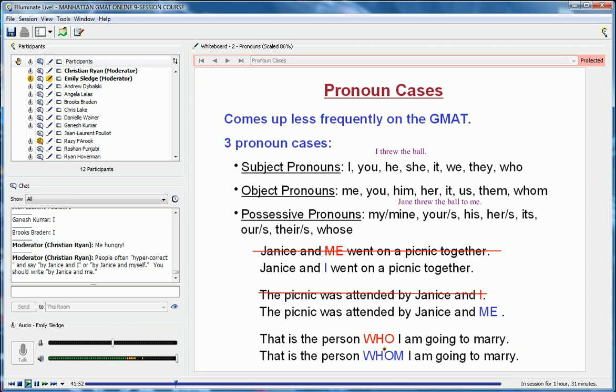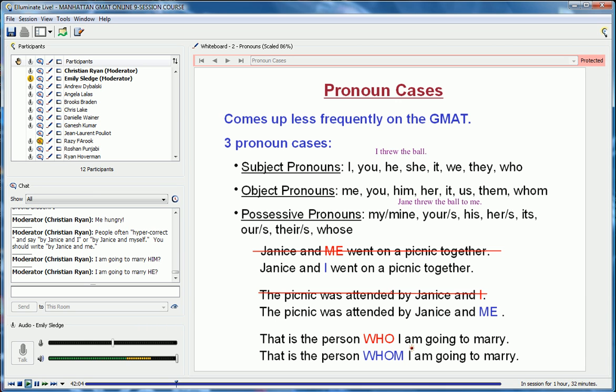So I am going to marry him, or I am going to marry he. Your ear probably picked right up on it. Should be I am going to marry him. And if him is correct, then you want to put in whom. Notice that those two words are on the same list, right? So this is basically your test.